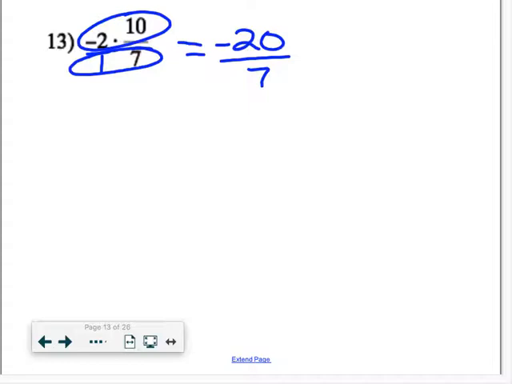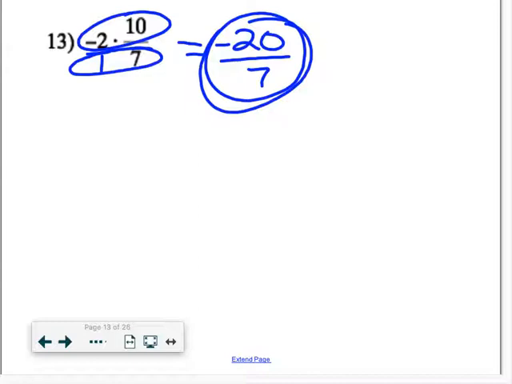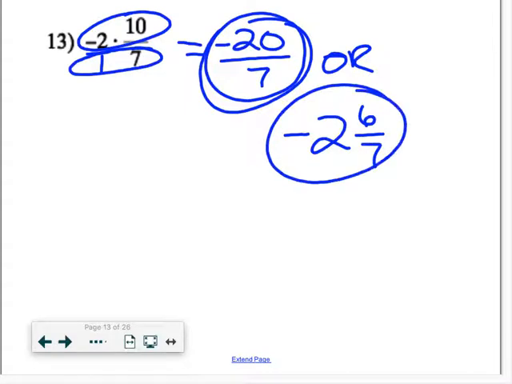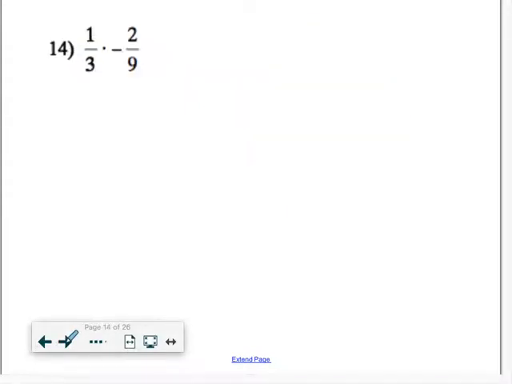And then lastly, we look, can it be simplified? My answer here is no. So this is my answer. It lets me circle it. There it goes. And you could also have negative 2 and 6/7. That is also an acceptable answer on that one. All right, two fractions set up, multiply the numerators, multiply the denominators, straight across.